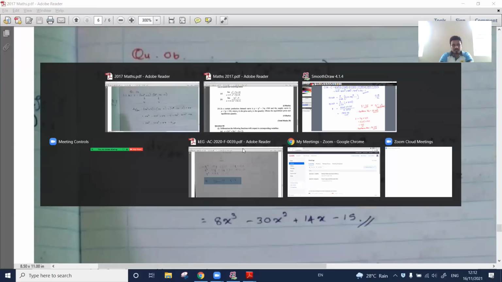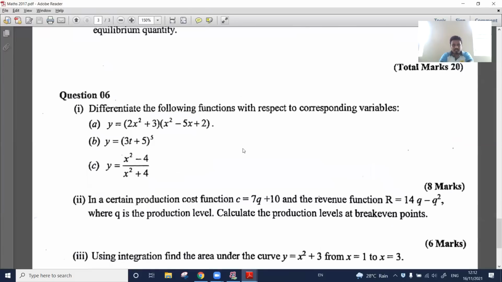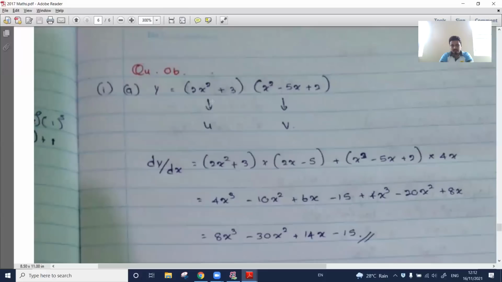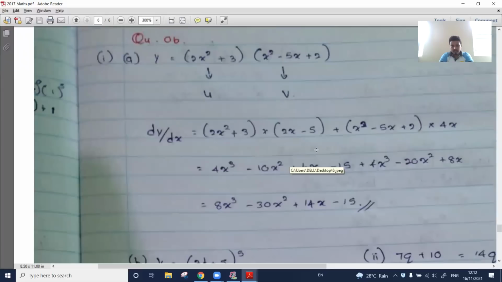So we have differentiating these things, right? Let's check. Yes, first, so this is what? Product rule. First, you have considered the first group as it is, then you need to multiply it by the differentiation of the second group, 2x minus 5. Then add the second group as it is times the differentiation of the first group, 4x. Correct. Then you can simplify this further.